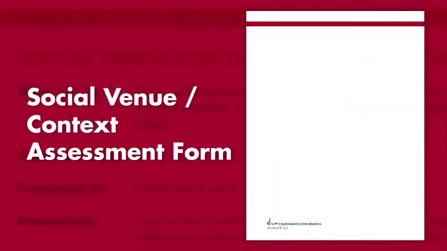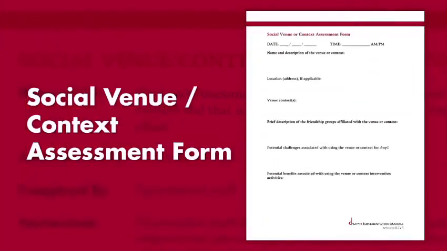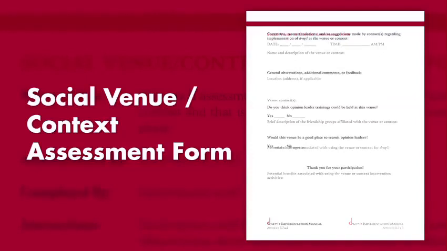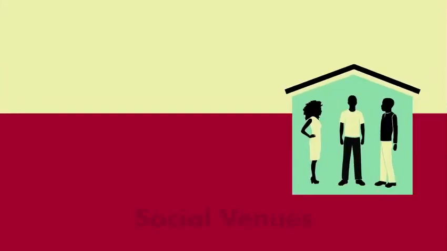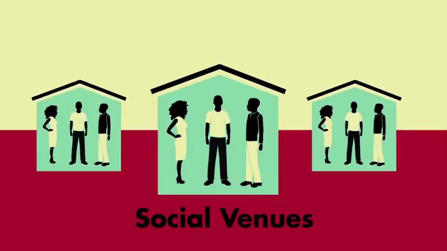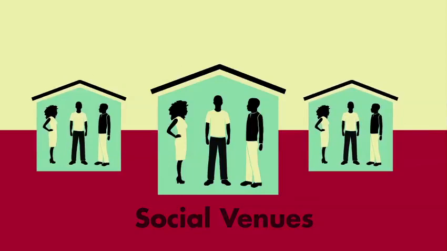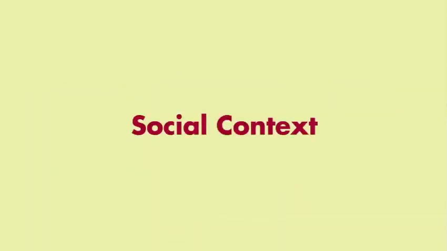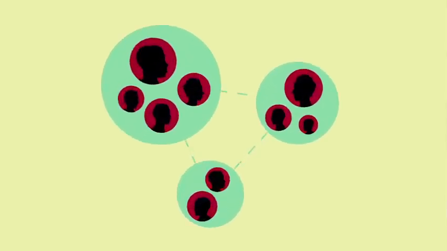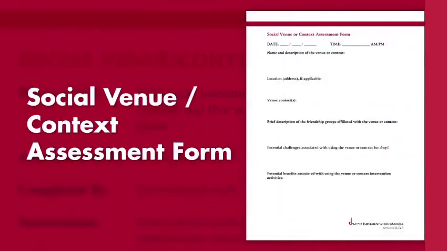The Social Venue Context Assessment Form is for observing your audience at their regular meeting places. Some communities won't have appropriate social venues. For these, you'll rely on social context, which is how the friendship groups within the social networks relate to one another. This document is great for tracking discussions you have with gatekeepers and other contacts, whether it's in a social venue or social context setting.